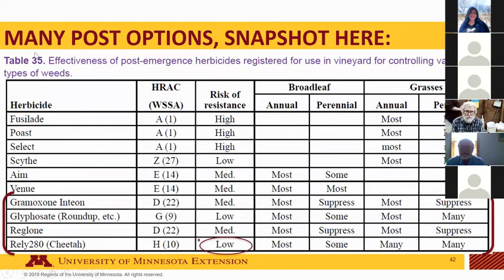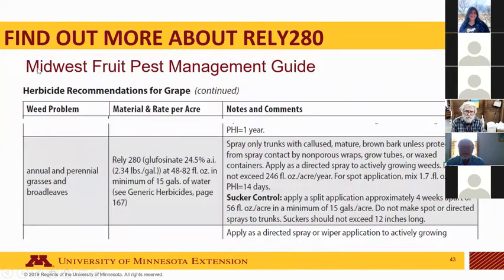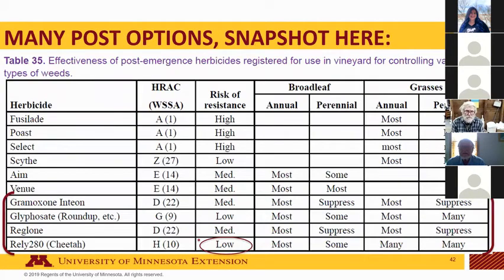So first we go to the Growing Grapes in Minnesota guide, and we find this nice table. It's an actual table in the guide, 35, that compares the effectiveness of a number of post-emergent herbicides that are registered for use in vineyards. And so you can see on the left, these are the herbicides and whether they're effective on broadleaves or grasses. So these 4 on the bottom are the ones that happen to be effective on both broadleaves and grasses. And then if we compare the risk of resistance of these 4, we see that Rely 280 is one of the options that has relatively lower resistance.